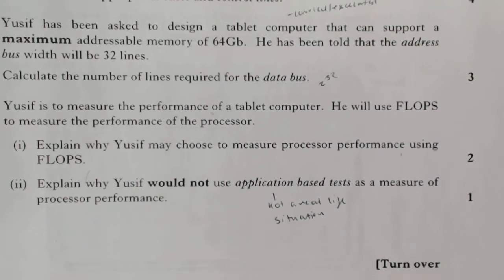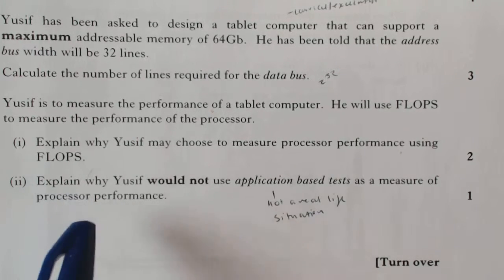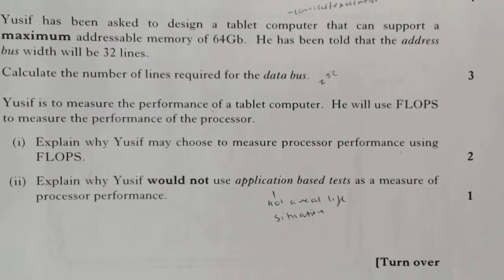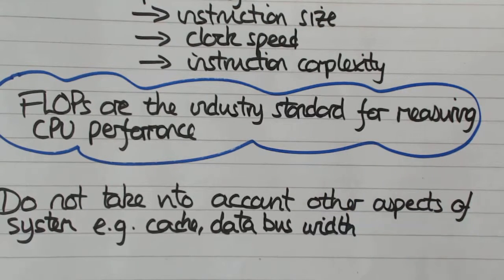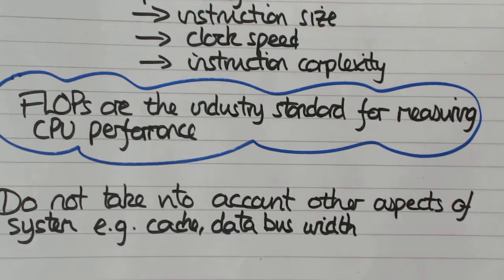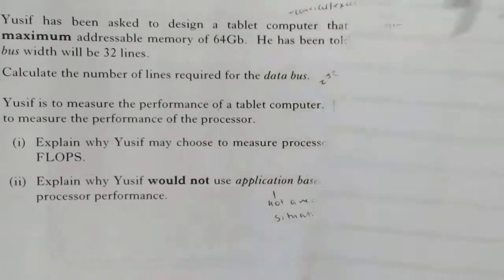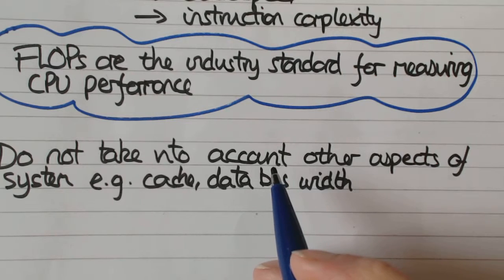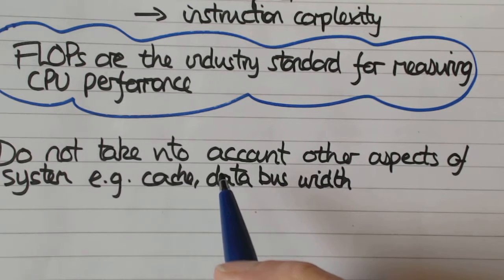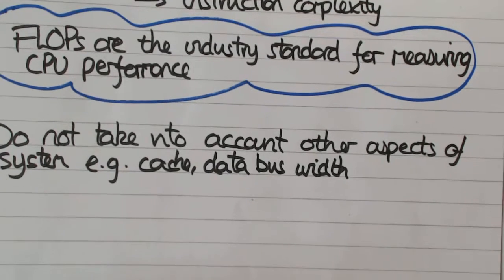And it says, explain why you would not use application-based testing to measure the processor performance. Application-based testing takes into account all these other different hardware issues as well. So explain why you would not use it. Well, essentially that takes into account the data bus with your cache, so it takes into account all the other hardware areas within the computer.